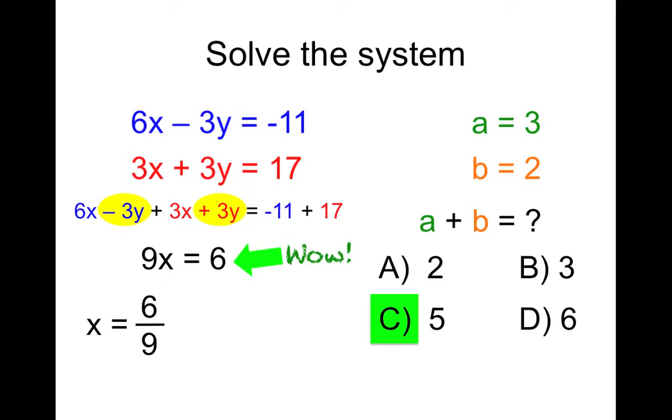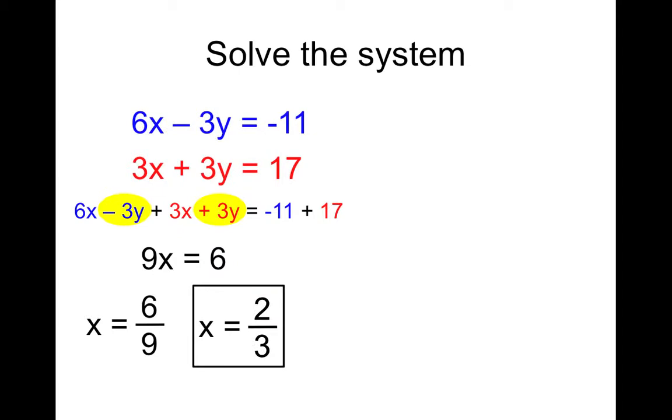Now I can easily figure out, dividing both sides by 9, that x is exactly 6/9. We could also reduce that to 2/3, and we have the x value of our solution. We still need to find the y value. So I'm going to substitute 2/3 in for x in one of the equations. It doesn't really matter which one you choose.